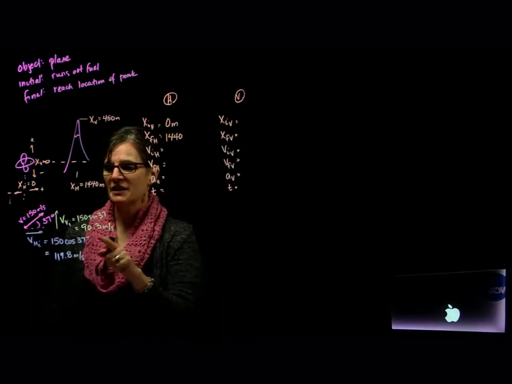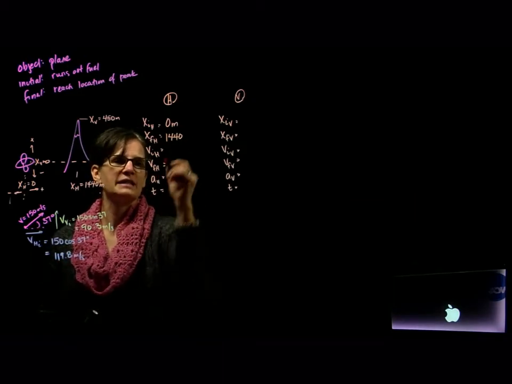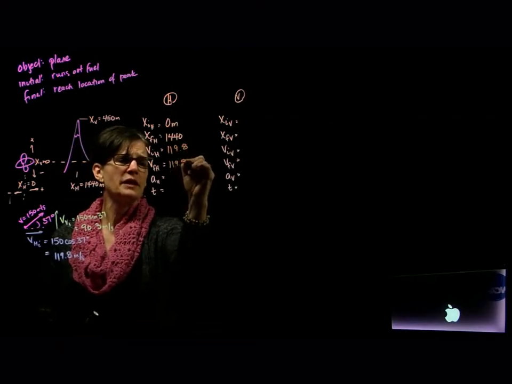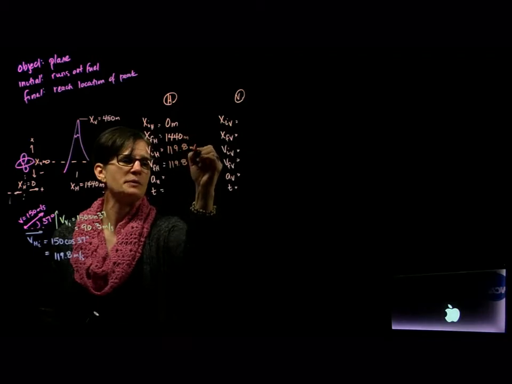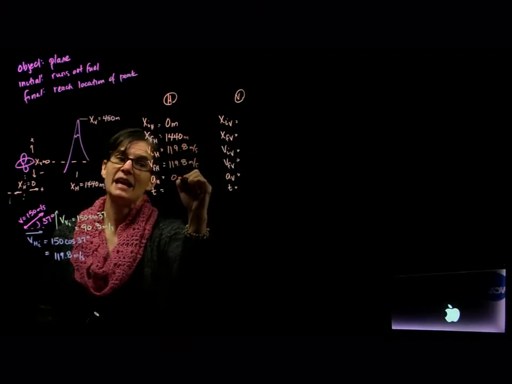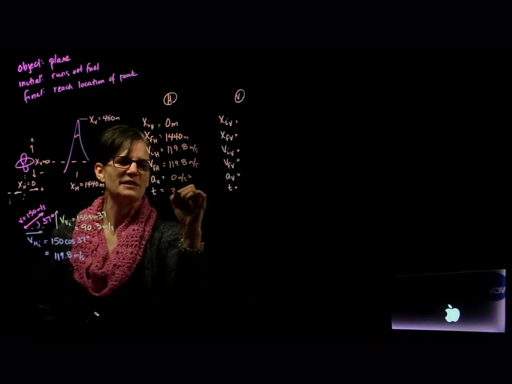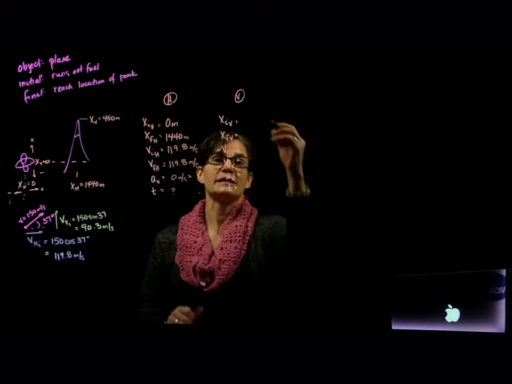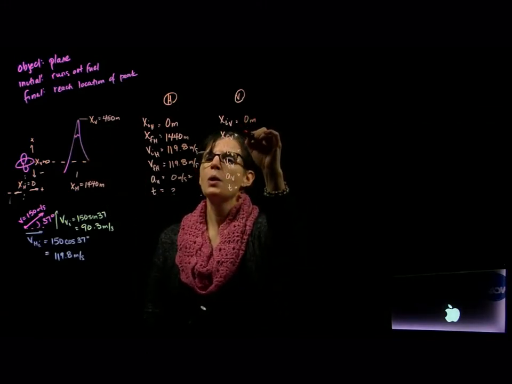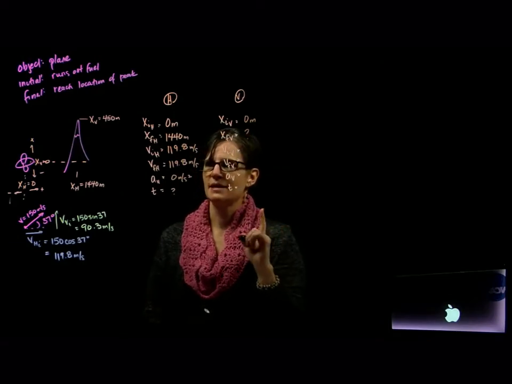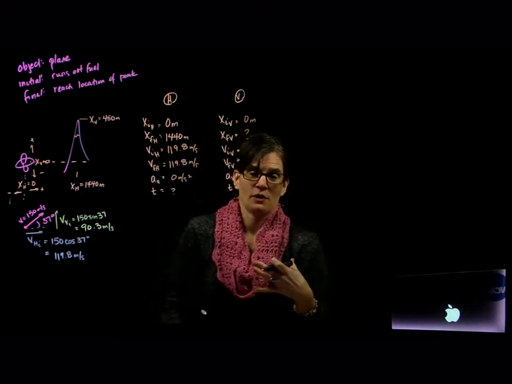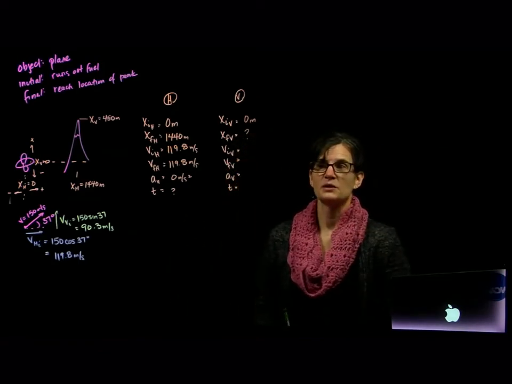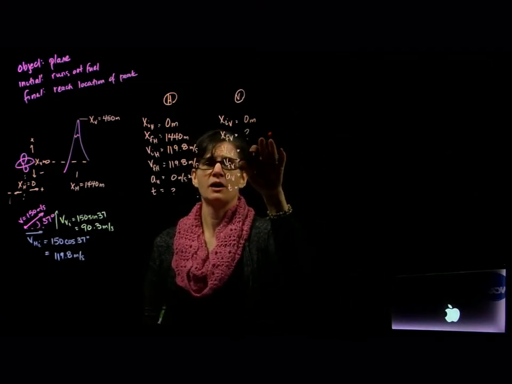All right, our V initial horizontal we said was 119.8 meters per second. We know there's no acceleration horizontally, so our final is the same as our initial, and our acceleration is 0, and we don't know the time. All right, vertically, well, we are saying he starts at 0 meters. We don't know where he ends. We're interested in knowing where he ends. That's going to become our variable of interest, but we don't know if he's at the peak at this point in time. So that is our unknown.